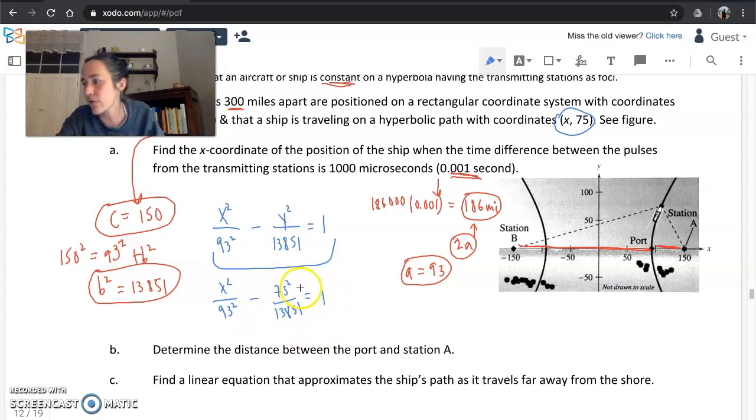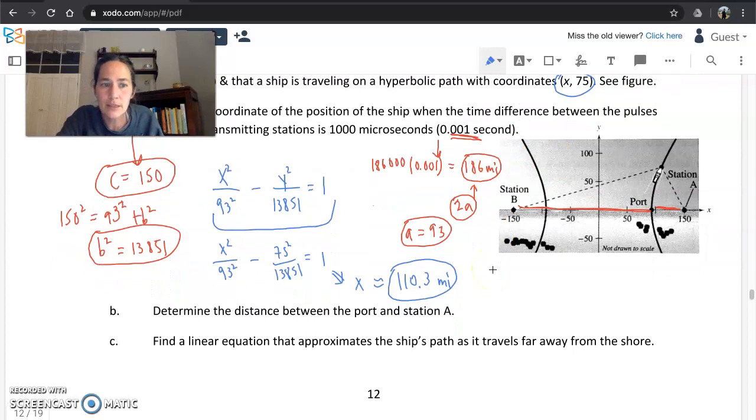And you've got to do the algebra here. You've got to add the fraction over, multiply through by 93 squared, and square root the result. So you get x is roughly 110.3 miles. And that would be the x coordinate of the position of the ship. B and C, let's take a look.